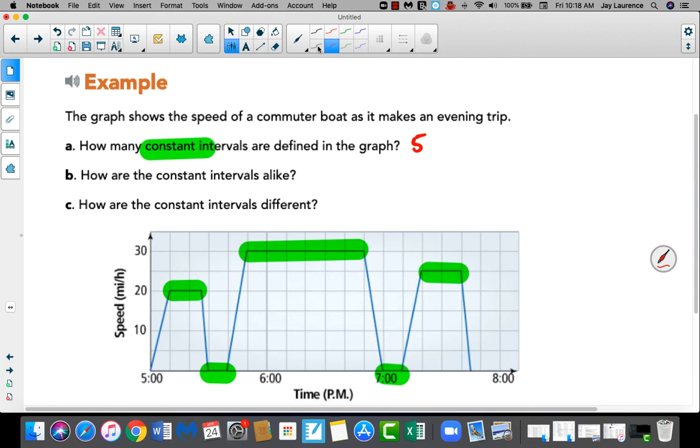Okay, so now it asks, how are the constant intervals alike? Well, the speed doesn't change, right? Their speeds do not change. That's how they're alike. How are they different? Well, in 2 of the intervals, the boat is stopped, right? In 3 of the intervals, the boat is traveling at different speeds. Here it's at 20 miles per hour, 30 miles per hour, and that must be 25 miles per hour, for that period of time. And they also tend to be different lengths of time. The only ones that are the same are those 2.